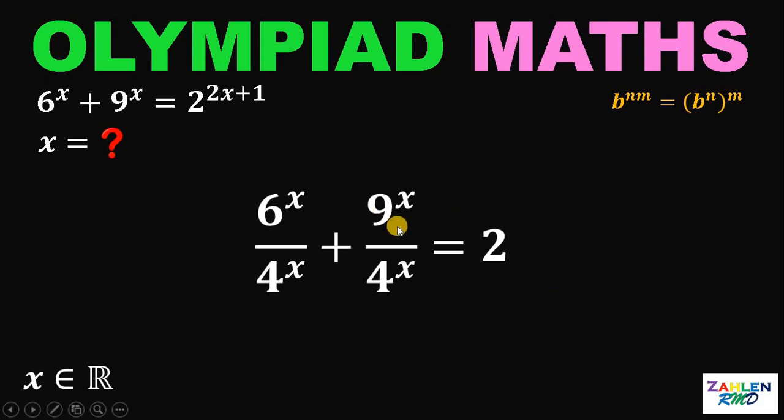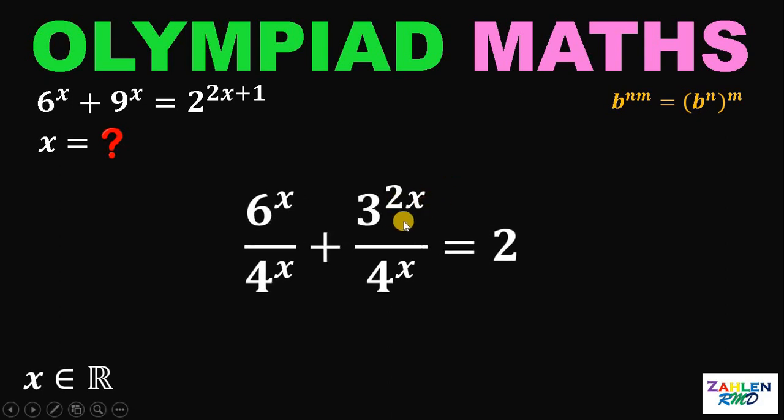Now, recall that 9 is just 3 raised to 2. So, 9 raised to x can be written as 3 raised to 2x, while 4 raised to x can be written as 2 raised to 2x.